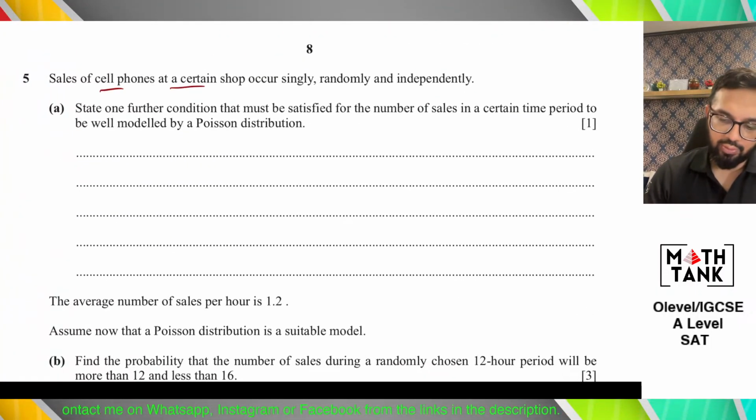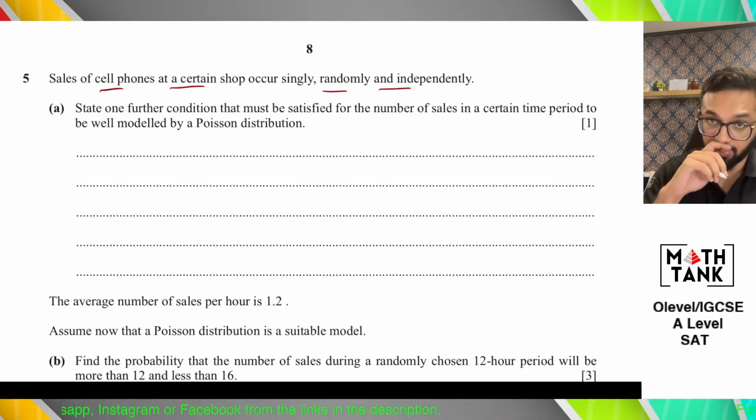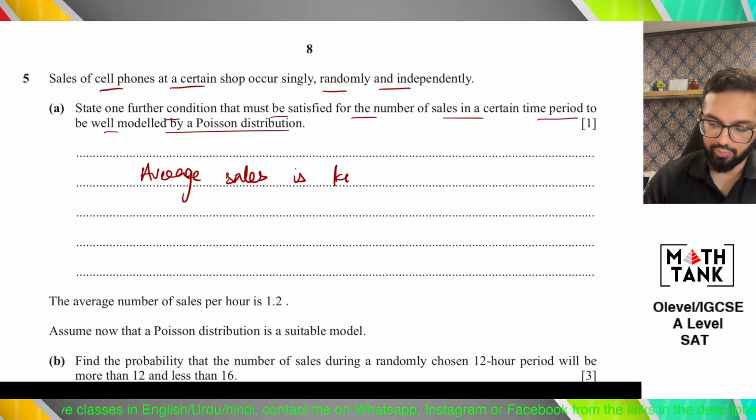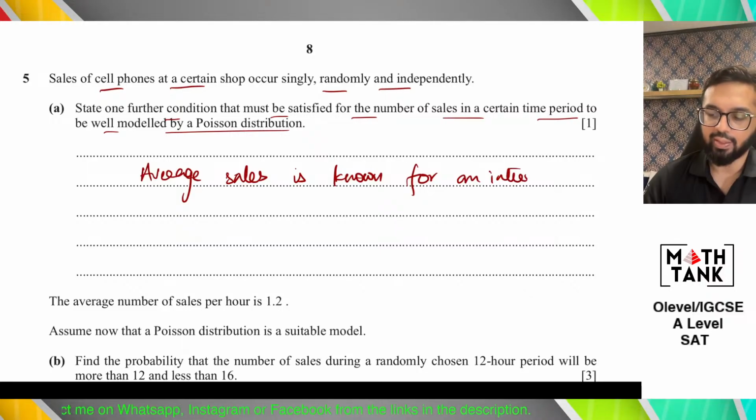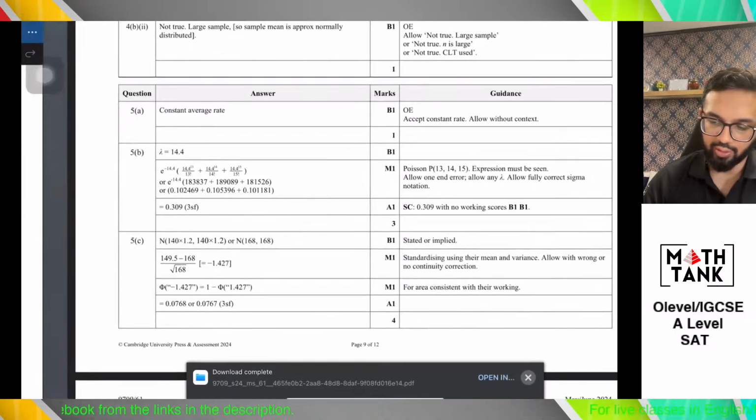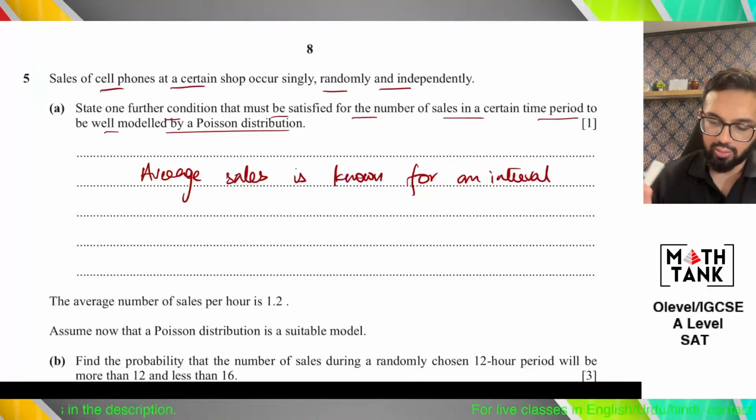Sales of phones at a certain shop occur singly, randomly, and independently. State one further condition that must be satisfied for the number of sales in a certain period to be well modeled by a Poisson distribution. So, average sales is known for an interval, which means that lambda must be known. Let's see if that's the correct answer. Yeah, constant average rate. Lambda must be constant, basically.